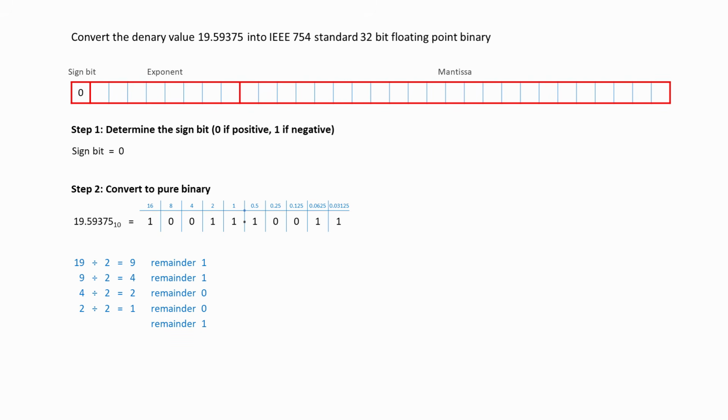If you think about it, there's always going to be 1 at the end. The remainders give you the bit pattern for denary 19. To convert the fractional part, you repeatedly multiply it by 2.